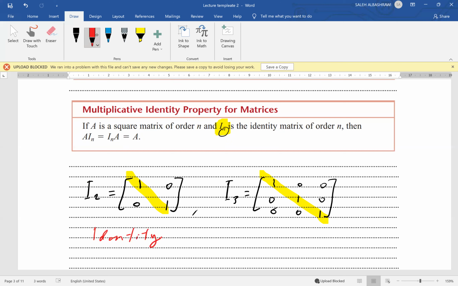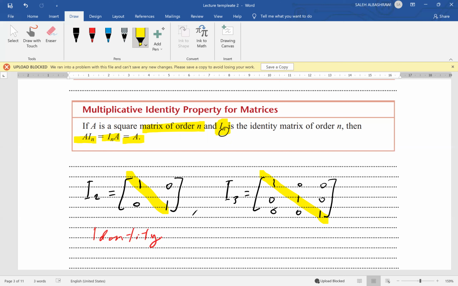So if we have a square matrix A of order n, and I_n is the identity matrix of order n, then I times A is equal to A times I, which is equal to A. So the identity matrix plays the role of the number 1 in the multiplication.